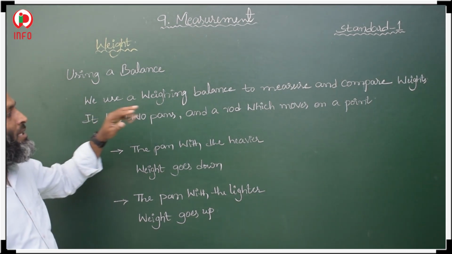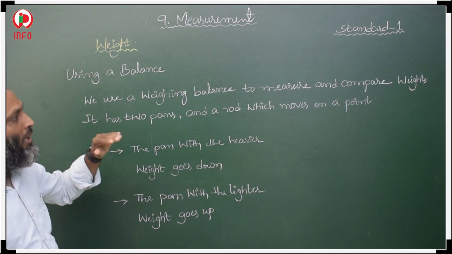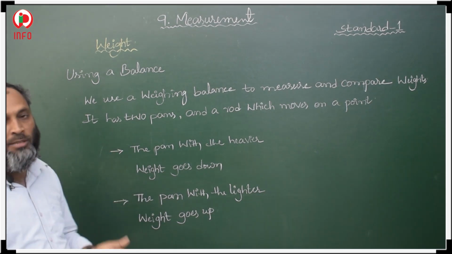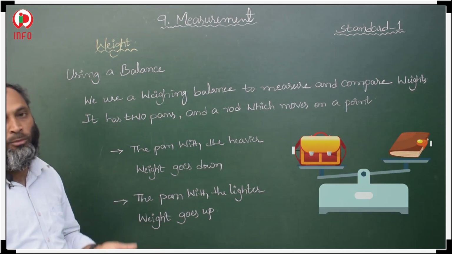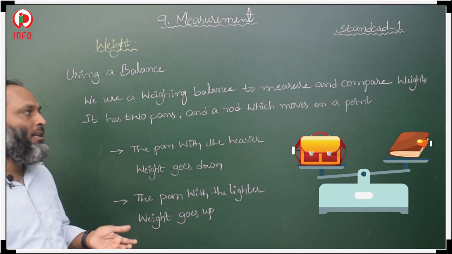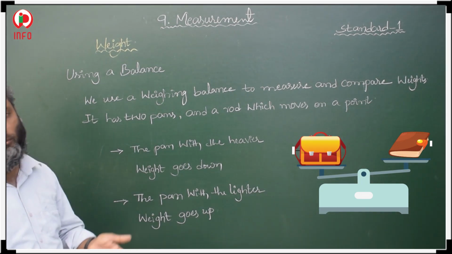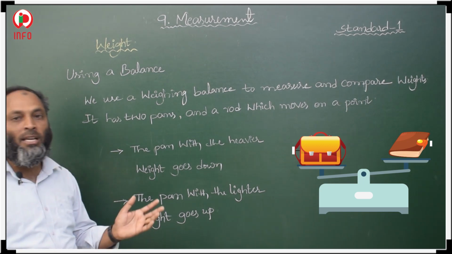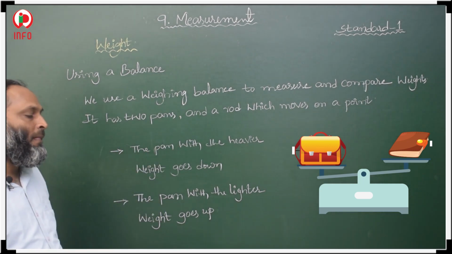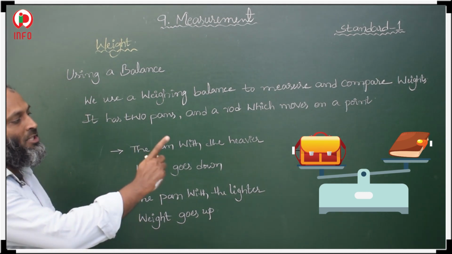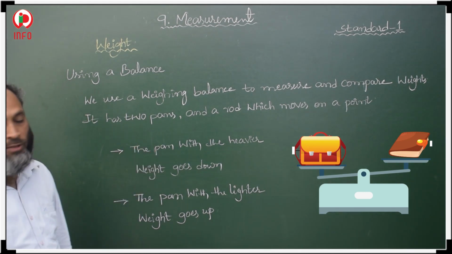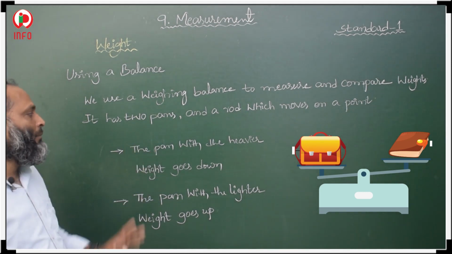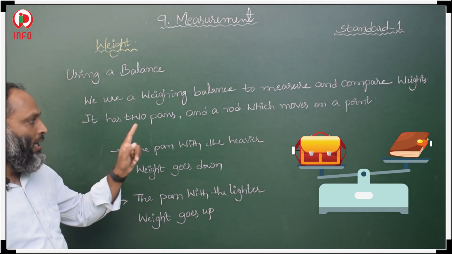We use a weighing machine to compare weights. Comparing weights means whether it is less weight or more weight. To compare these weights, generally we use weighing machines. How is the weighing machine? It has 2 pans. See in the picture, 2 pans we have, first pan and second pan. Total how many pans do we have? 2 pans. A weighing machine has 2 pans and a rod.